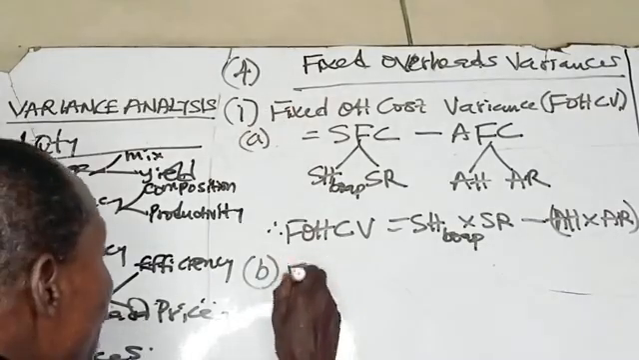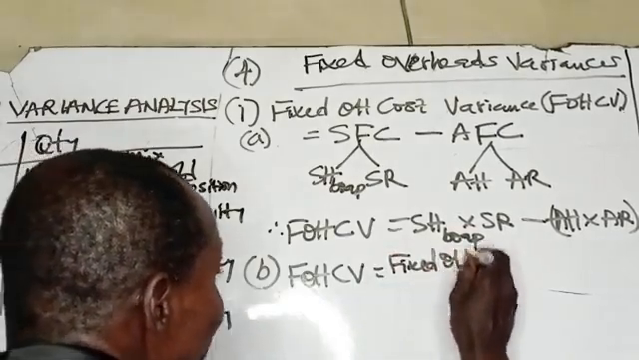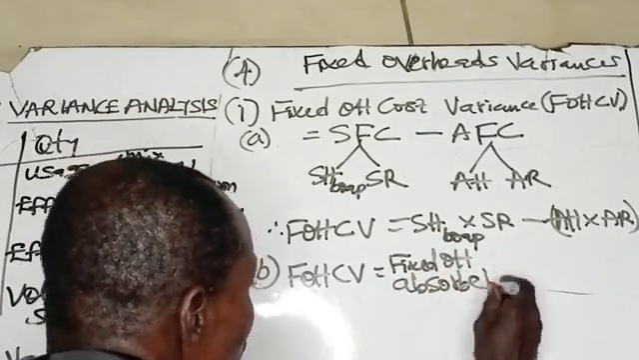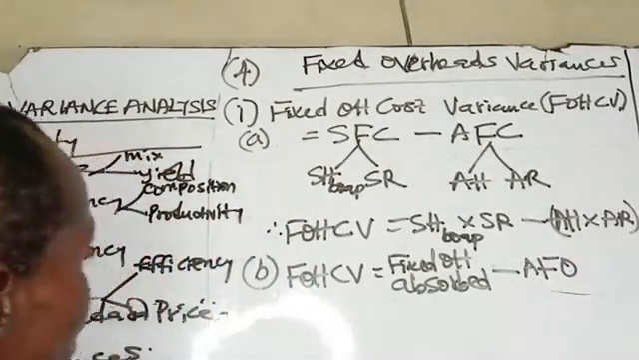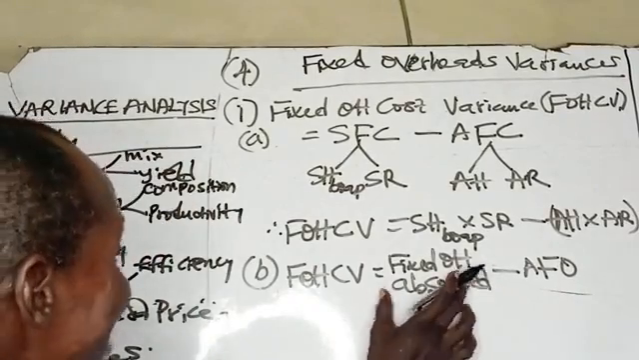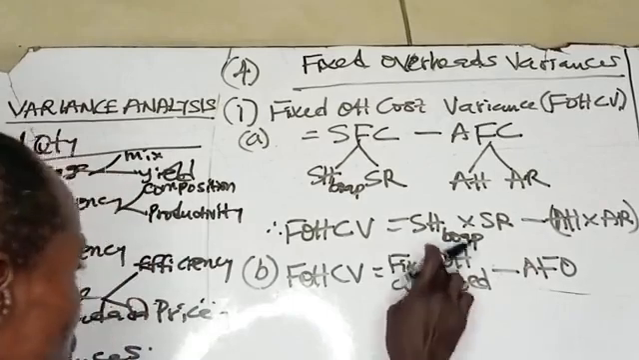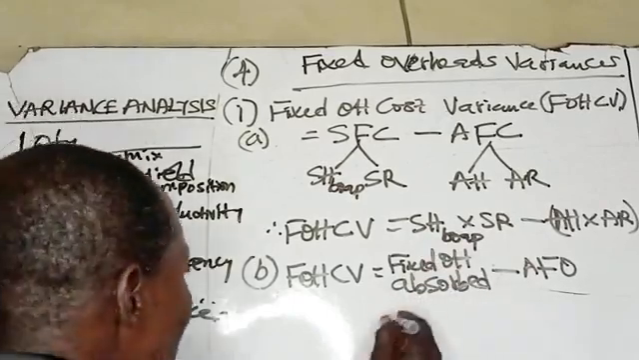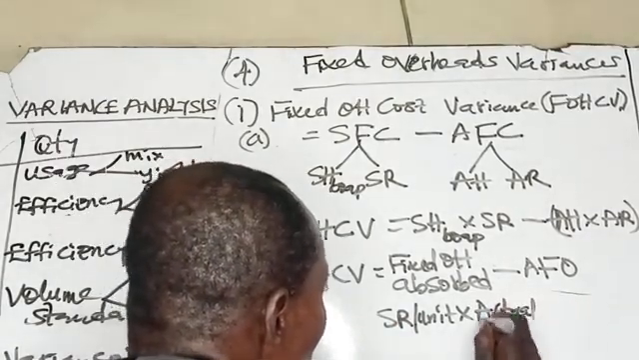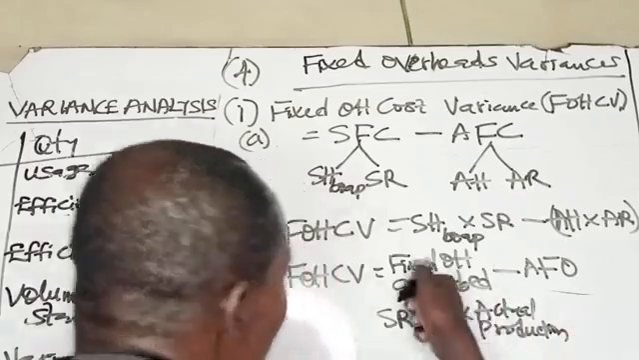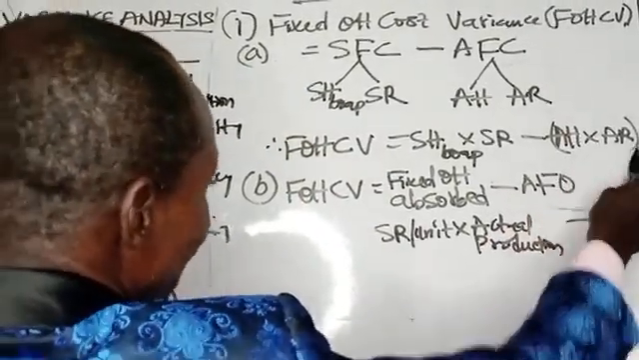You may have fixed overheads absorbed. Fixed overheads cost variance is fixed overheads absorbed minus actual fixed overheads. Fixed overheads absorbed will be standard rate per unit. This is rate per hour because this is hour. Then this will be standard rate per unit multiplied by actual production. That will give you fixed overheads absorbed minus actual fixed overheads, which is actual hour times actual rate as before.